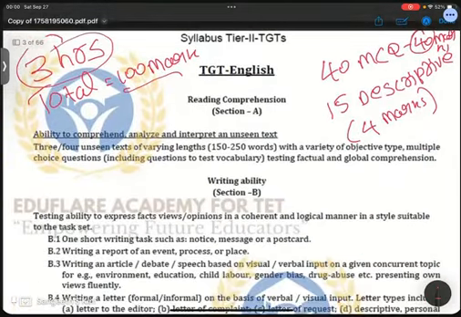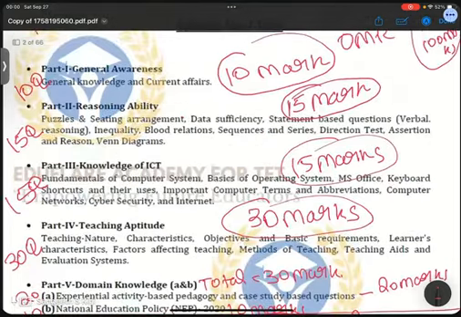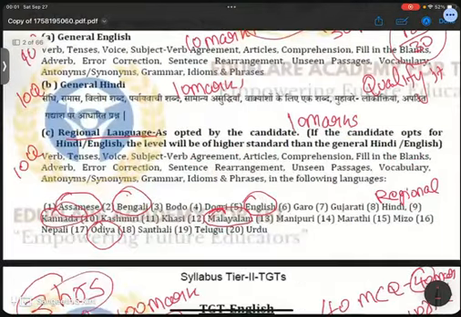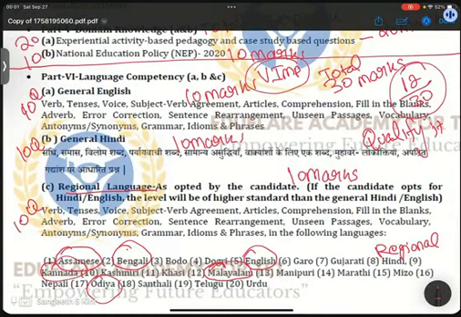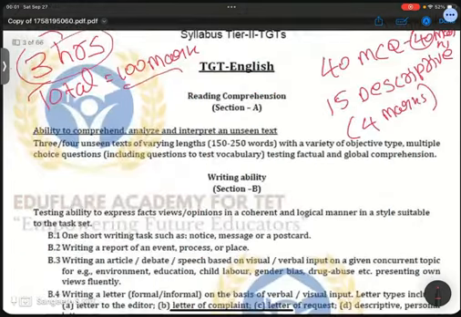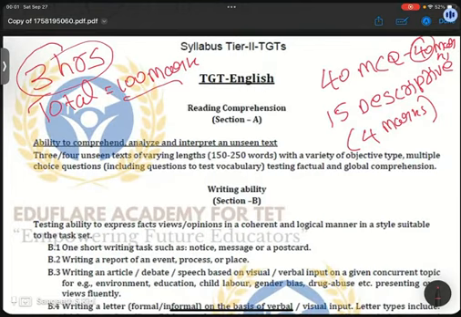You can only appear for your subject after qualifying this tier 1. So tier 1 is very important, and this language area is another important area. We only qualify this language area after scoring 12 marks out of 13. Then, to roughly introduce the syllabus of each subject.